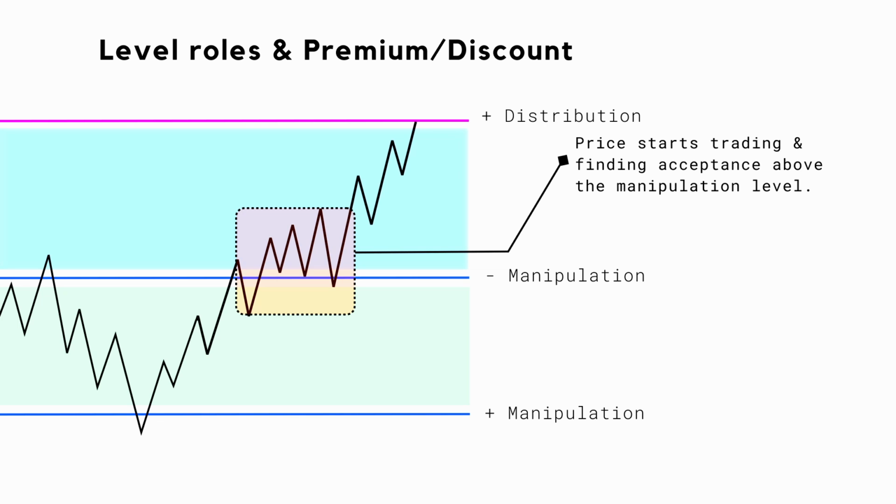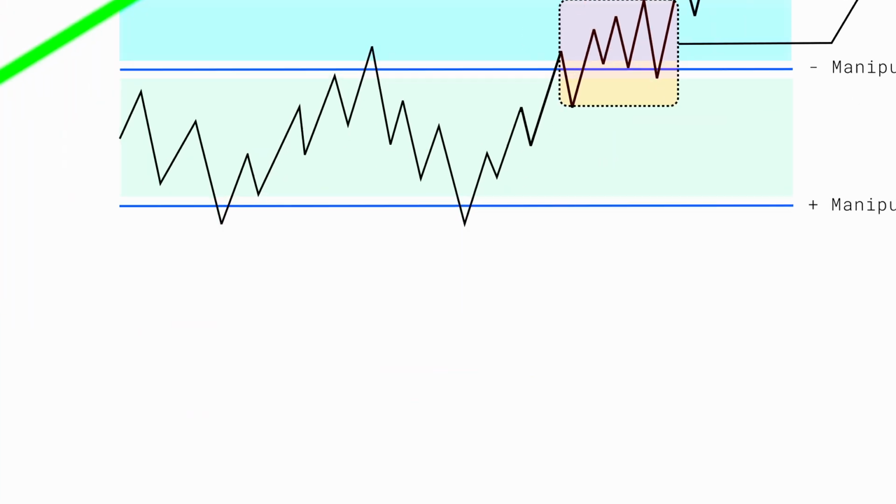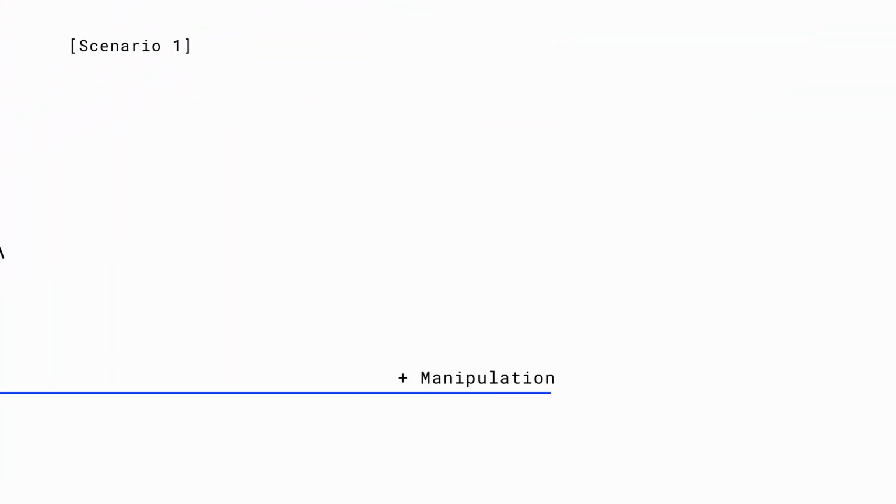So, let's dive a bit deeper into the switch roles theory. The premise is that when price reacts off of a stat map level, these levels can act as either resistance or support, depending on whether price traded long enough above or below them. Let's see two examples of switch role levels.